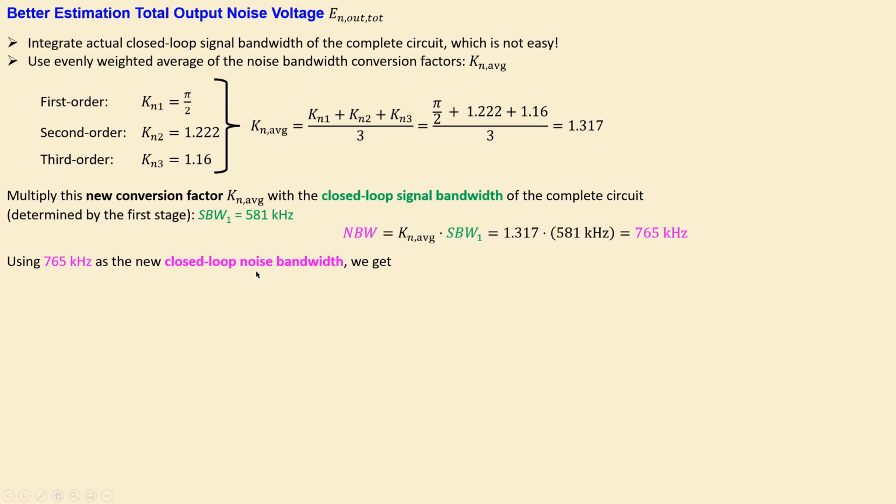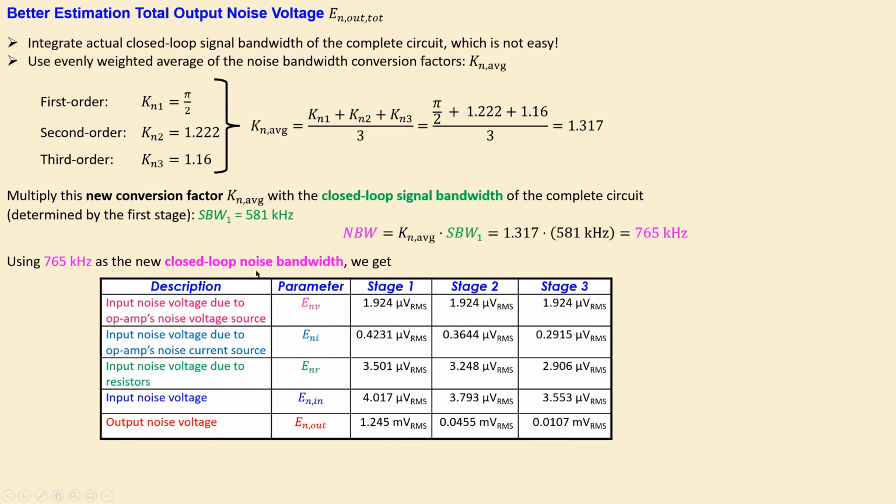Now, using this value, we get the following table. I won't go through each calculation in great detail. These are just the values for each stage. You can see it is lower now due to that lower noise bandwidth. And if I now see the output noise voltage for each stage, that's the first stage, that's the second stage, and that's the third stage. So you can see the contribution of each stage.